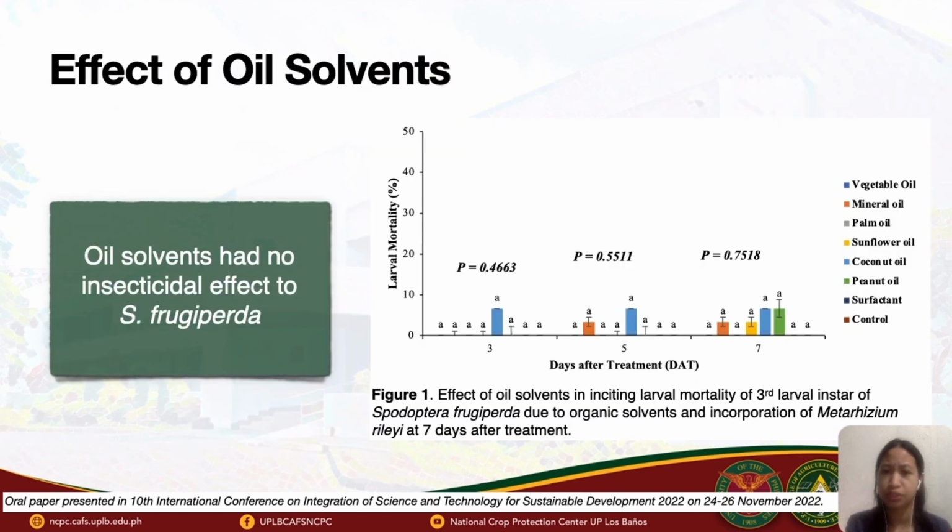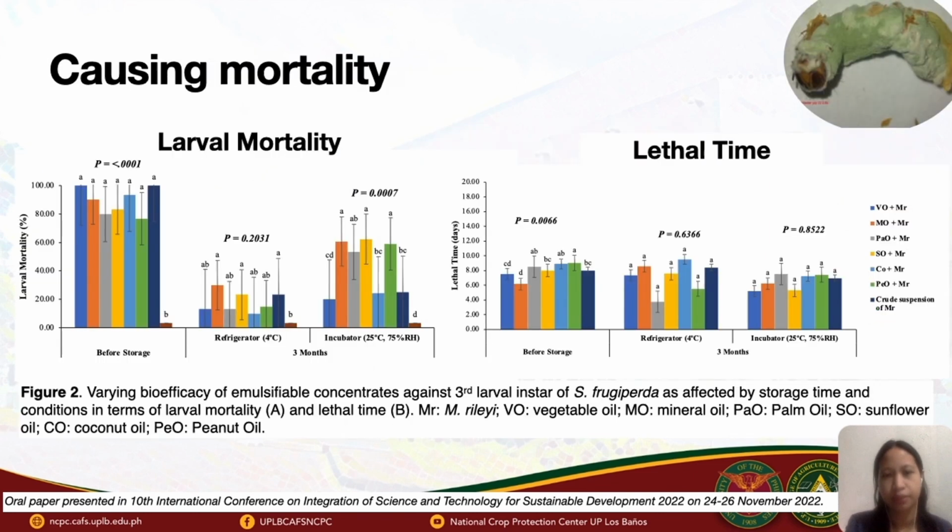The oil solvents used in the study were assessed for possible effect on fall armyworm. The various organic solvents did not cause significant mortalities to the test insect, as seen in Figure 1. At 3 days after treatment, larval mortality ranged from 0 to 6.67%. Although there were mortalities recorded in other oil solvents, the values were similar to the control and did not increase significantly. This finding suggests that the oil solvents as liquid carrier had no insecticidal effect on the insect pest.